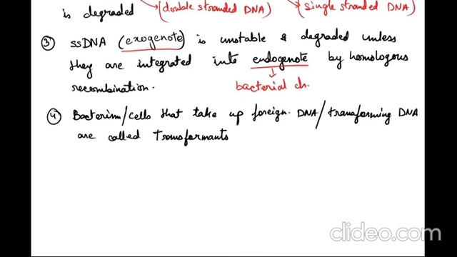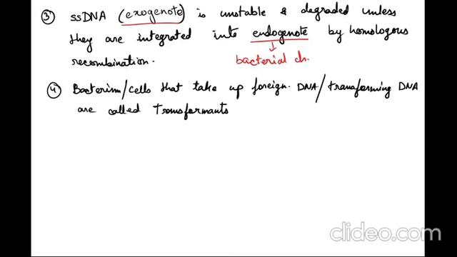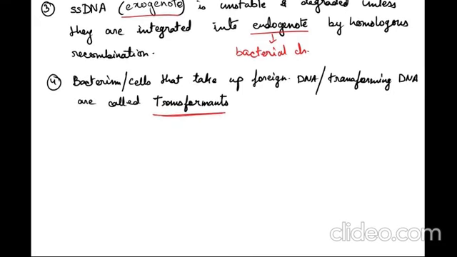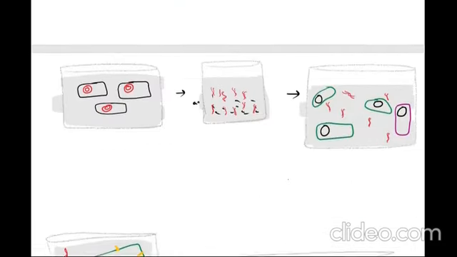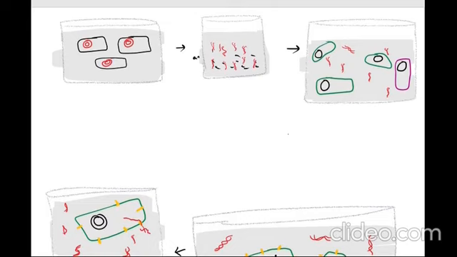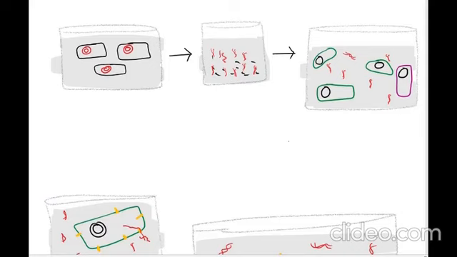Bacterial cells that take up foreign DNA or transforming DNA are called transformants. So this is how we get our transformants. Now let me explain this with the help of a diagram.